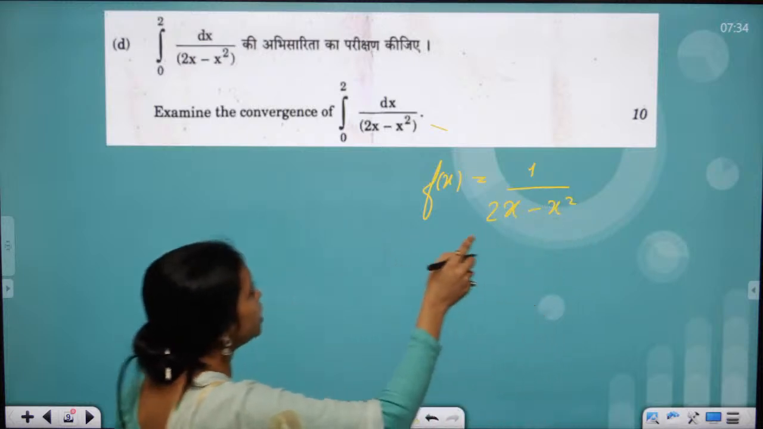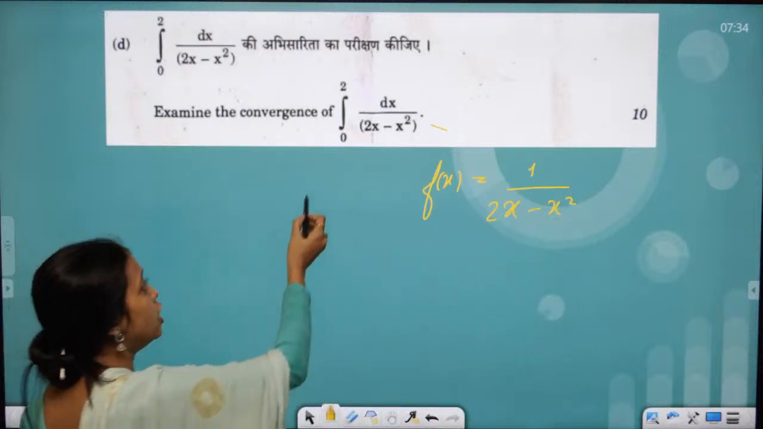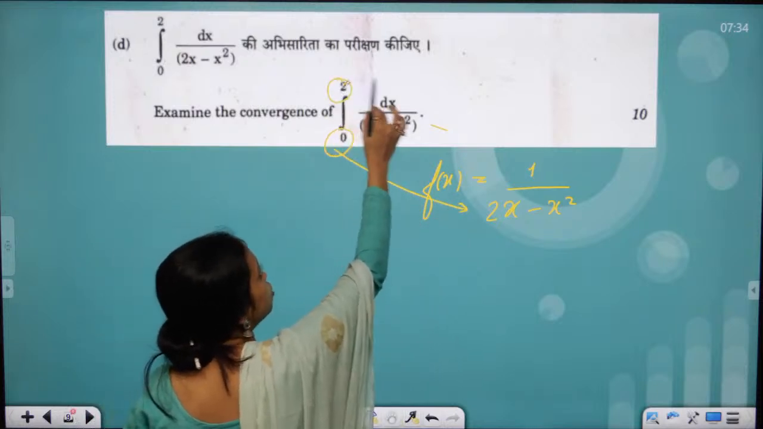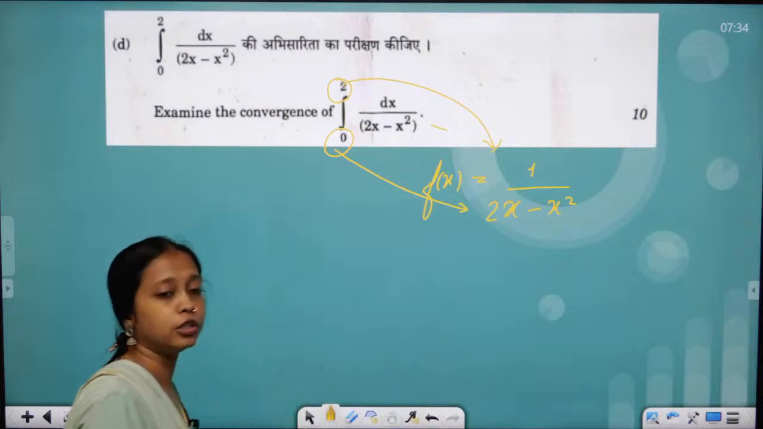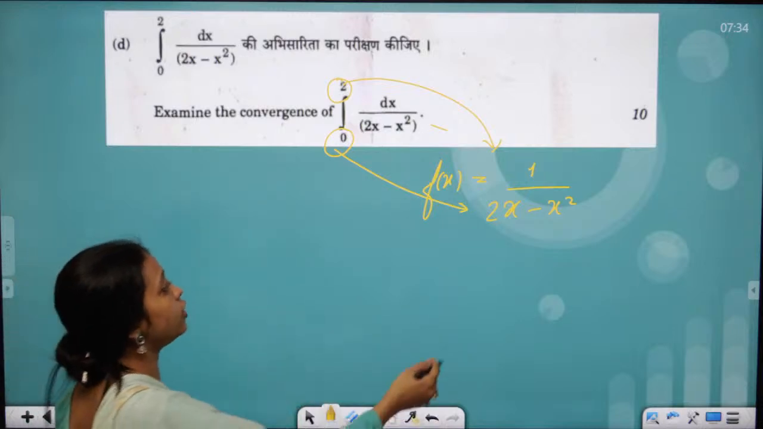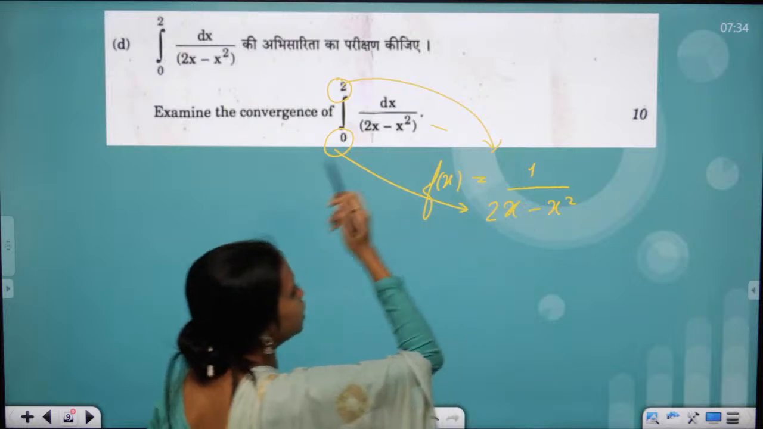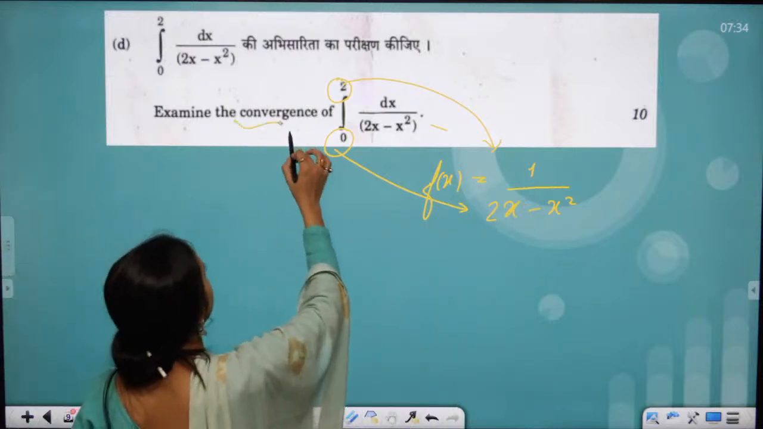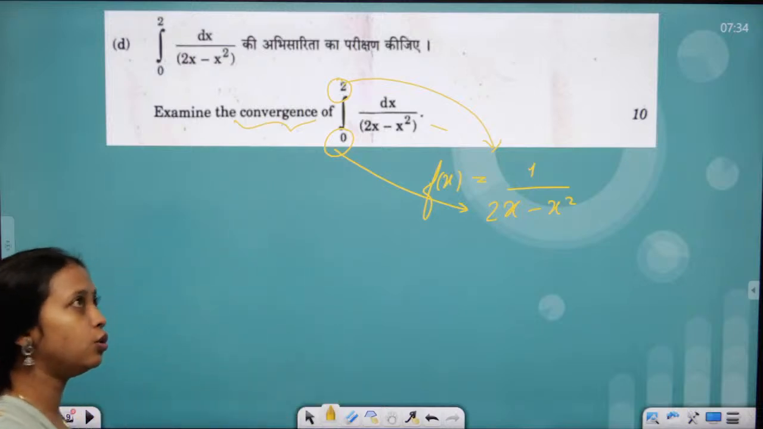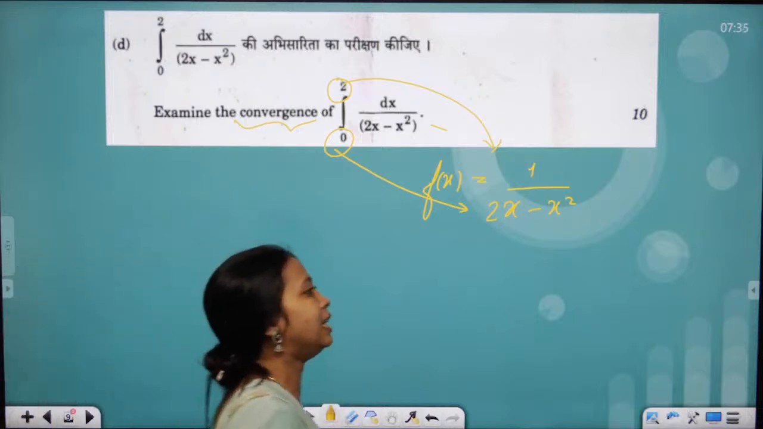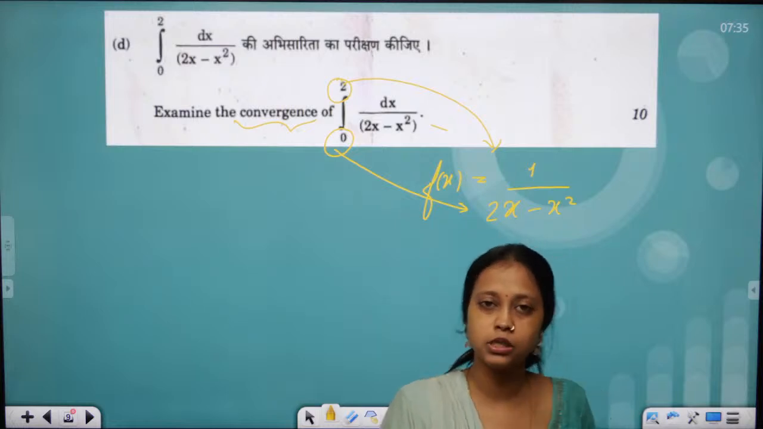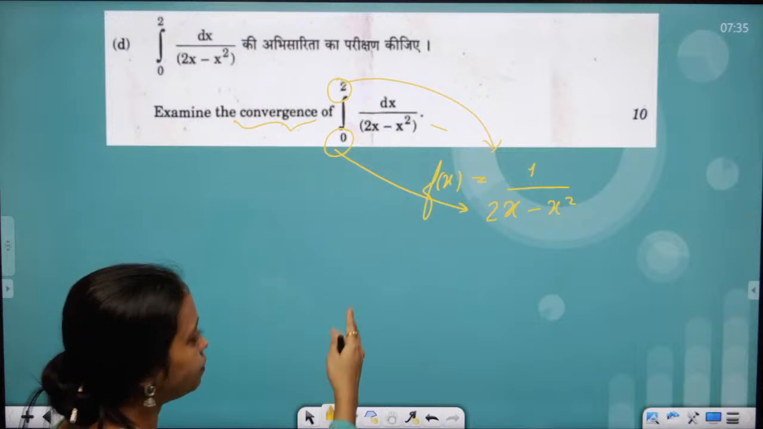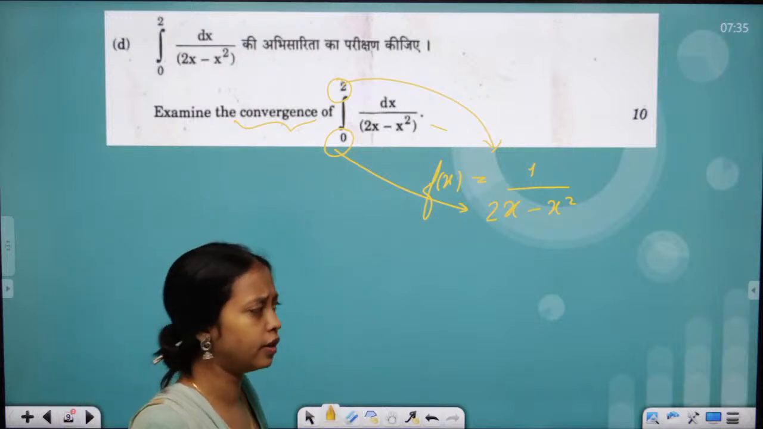The problem is that at the limit of the integration, 0 also this is not defined, and 2 is also not in the domain of this function. 0 will make the denominator 0 and 2 will also make the denominator 0, that is the problem, right? And they are talking about the convergence of the integration. So we don't deal with two numbers at a time over which my function is not defined. It is the infinite discontinuity, right?